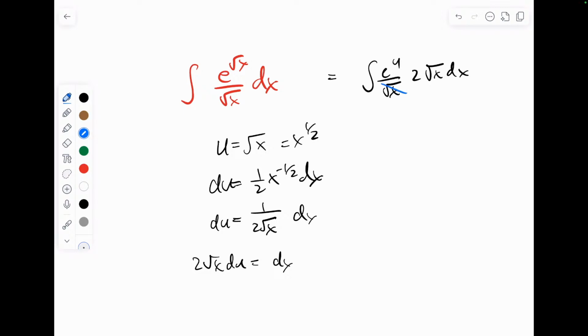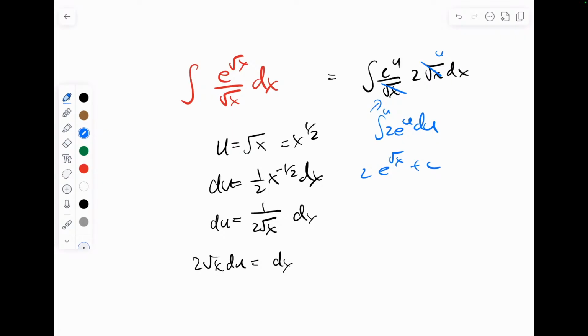And if you see this cancel, guess what? Integration of 2 e to the u du, and that's going to be 2 e to the square root of x plus c. You can pull one out from u too, but then this one will also become u, so this u is eventually going to cancel out anyway.